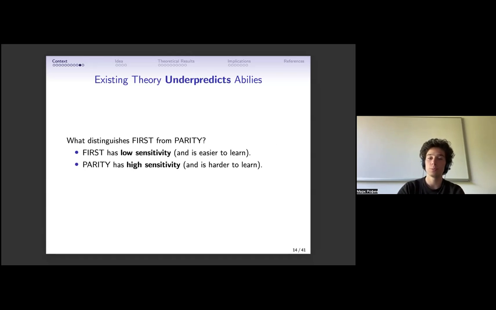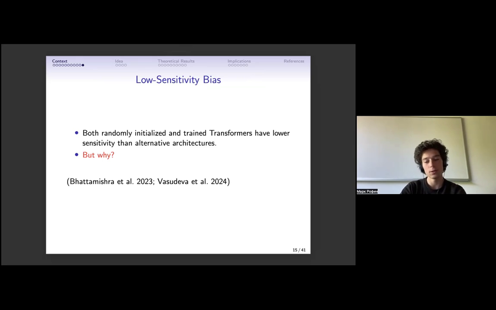And what distinguishes first from parity? The very simple answer is, again, their sensitivity. So first has very low sensitivity, just 1, and first is easy to learn, while parity has high sensitivity, and parity is hard to learn. Then you can say that, okay, transformers just learn the functions of low sensitivity easier than the functions of high sensitivity.